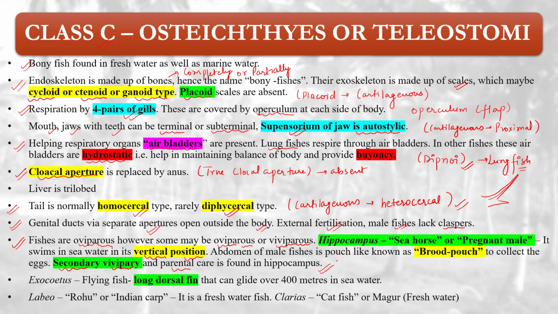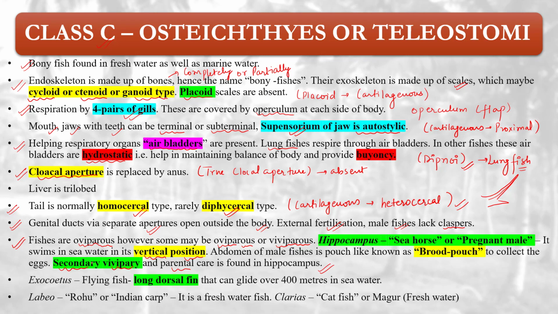Secondary vivipary means viviparous, giving rise to young ones. So these fishes may be oviparous or viviparous. Secondary vivipary means it is a male having a brood pouch, but it takes care of the eggs. It protects the eggs from different predators, and that is why the male works as a pregnant female, to conserve eggs, to protect eggs, and to nourish them.